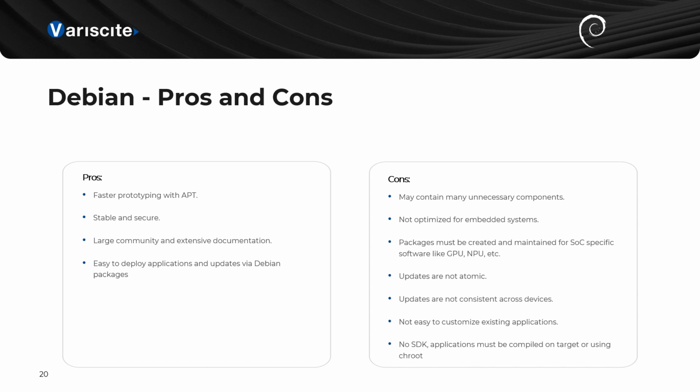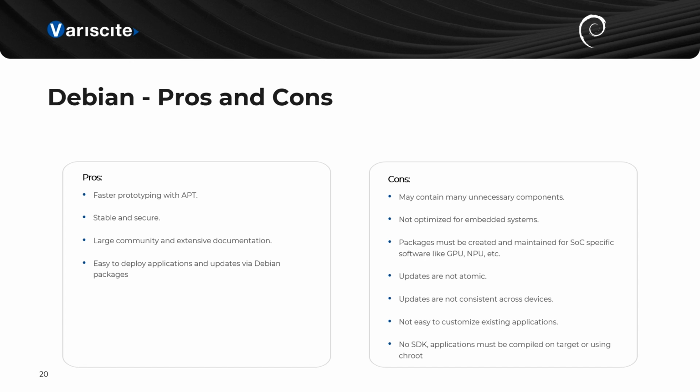Like all other operating systems, Debian also has its own set of pros and cons. The pros are that Debian's APT significantly speeds up the prototyping process. With APT, you can quickly install and manage a wide range of software packages, making it easier to set up and test your development environment. Debian is renowned for its stability and security. Its rigorous testing and update process ensures that you have a reliable and secure operating system, which is essential for both development and production environments.